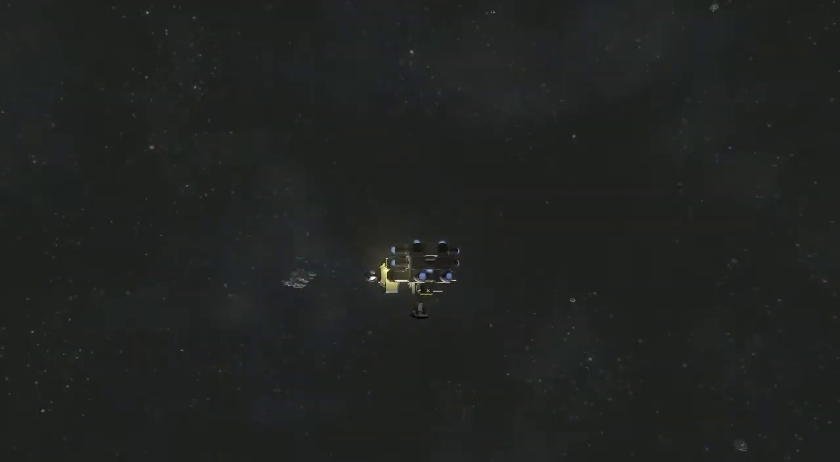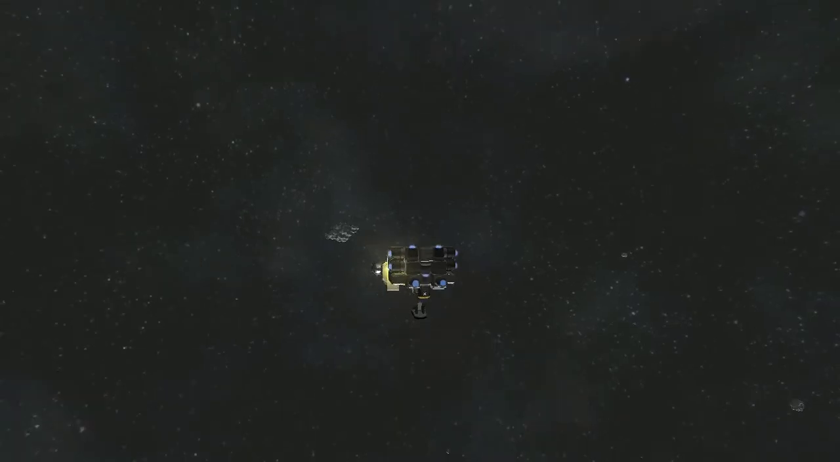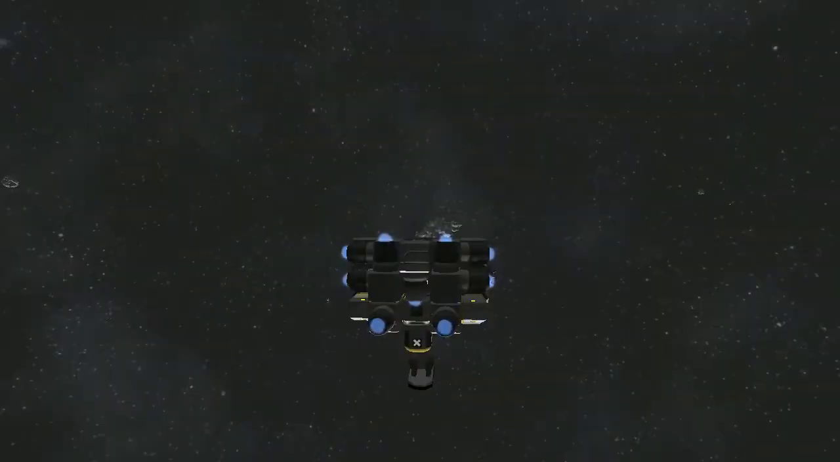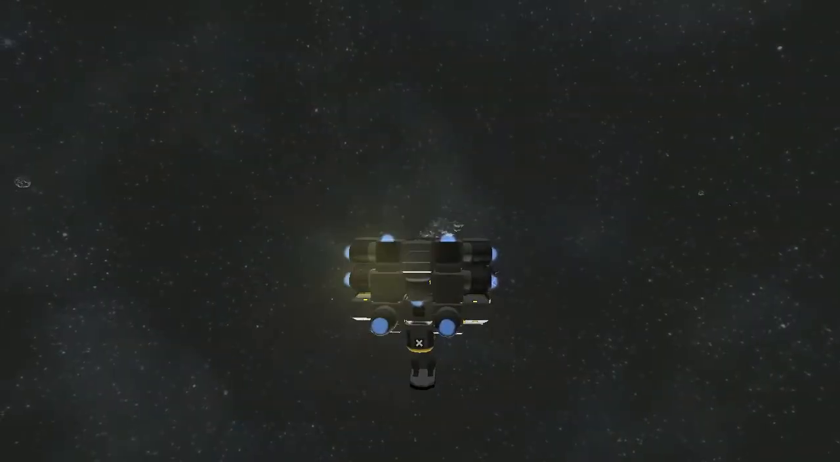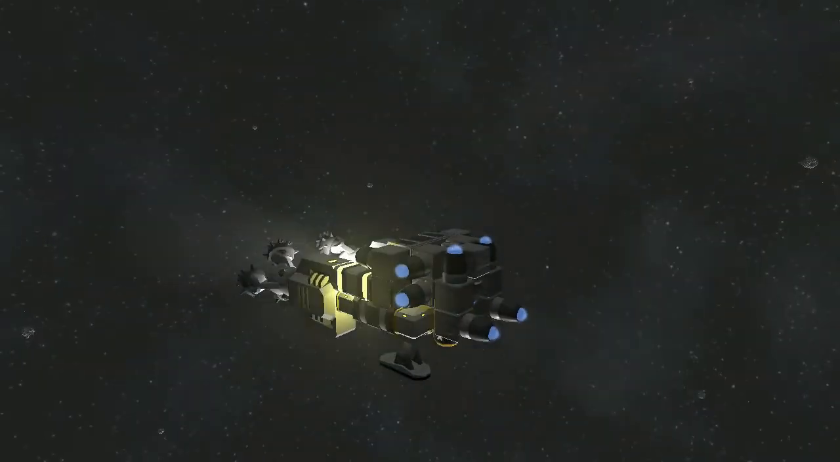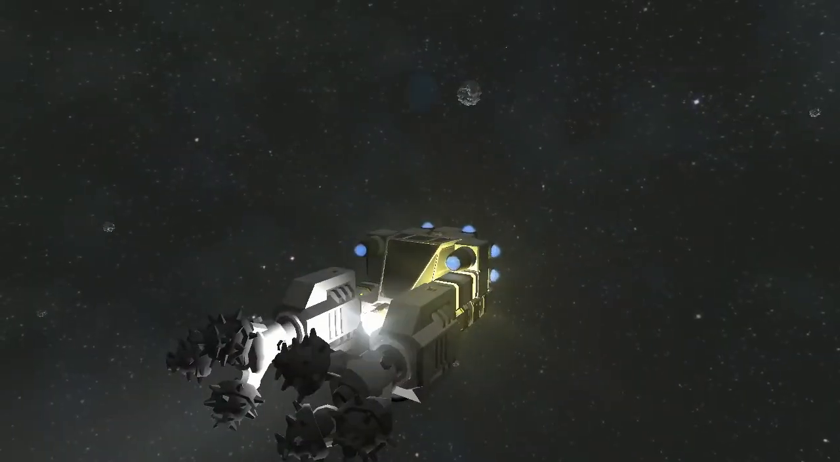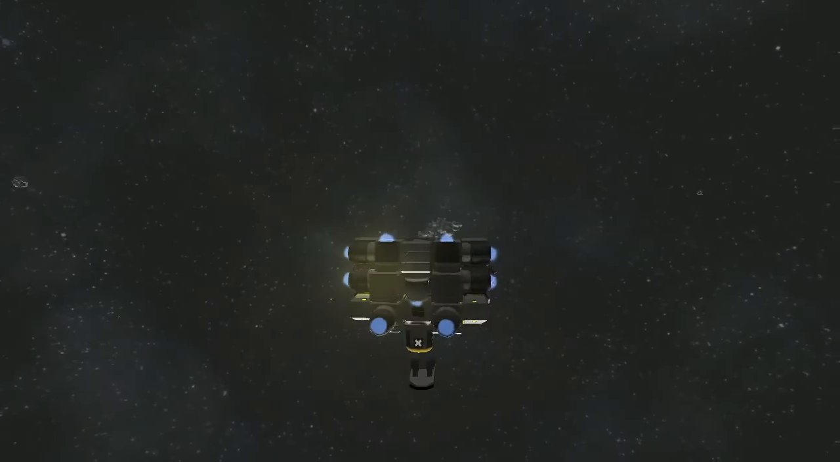Like most mining ships, the Megaminer only has a few systems. It has ordinal thrusters, gyroscopes, a cockpit, and a reactor to let it maneuver. The components that make it a mining ship are the two drills and the small storage container.